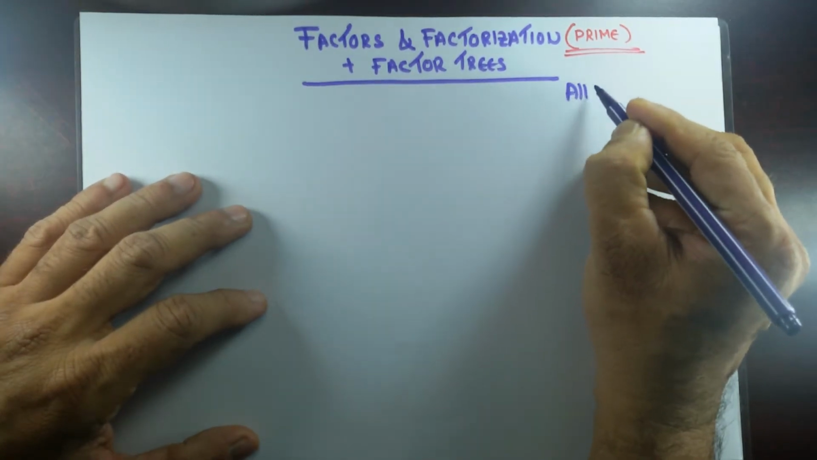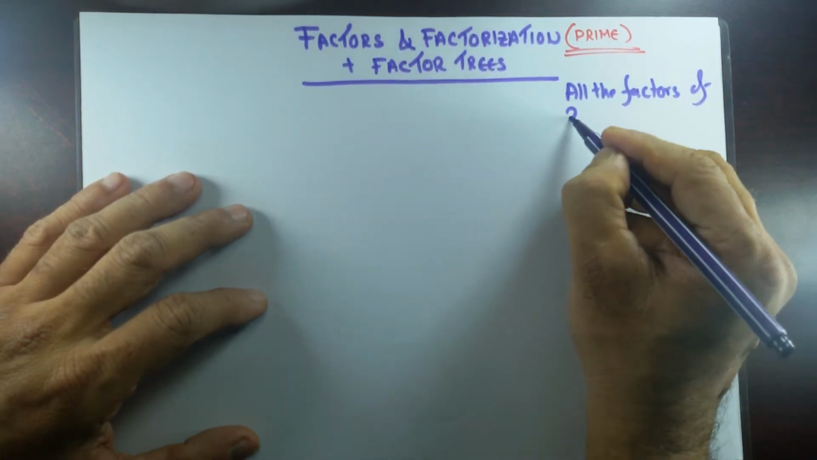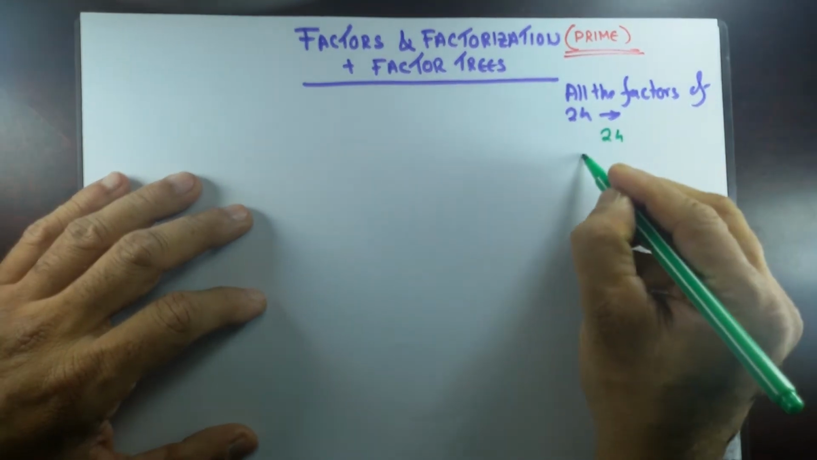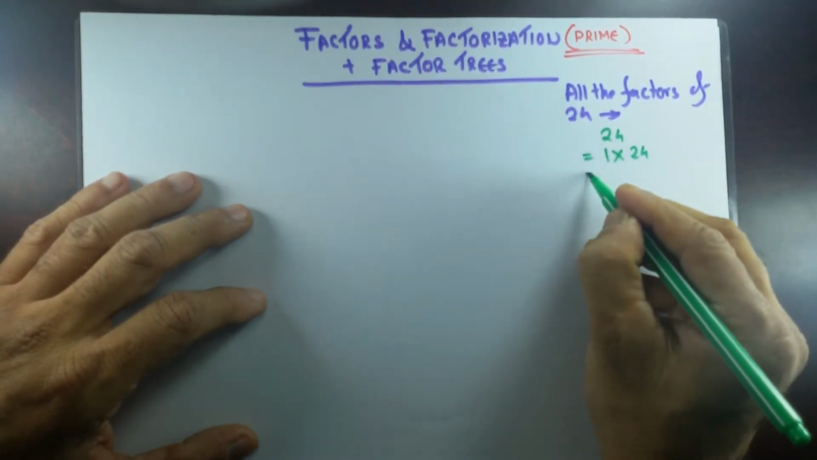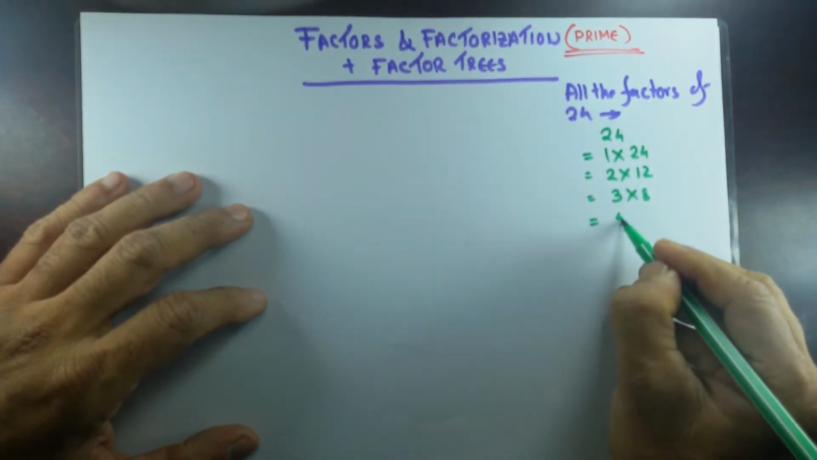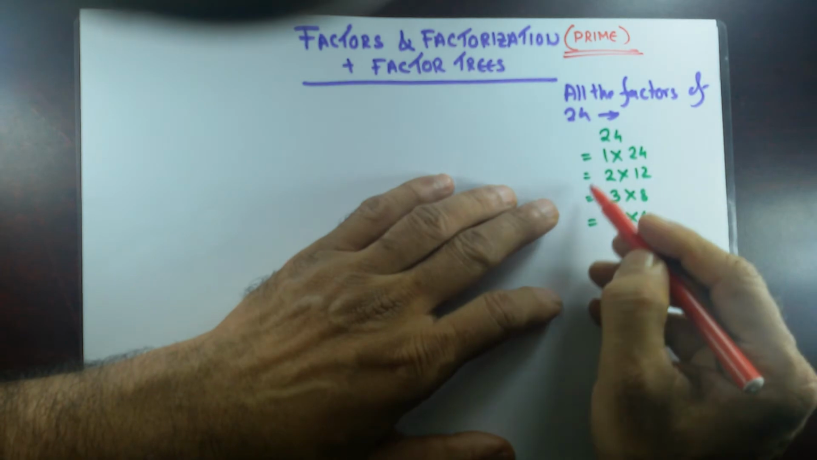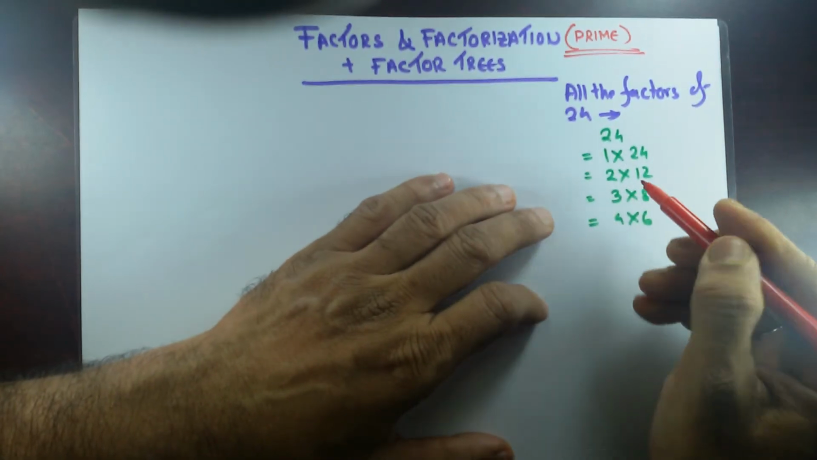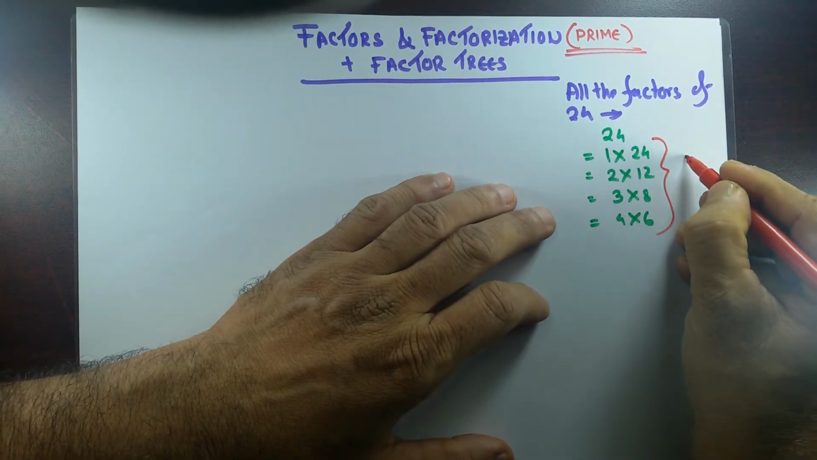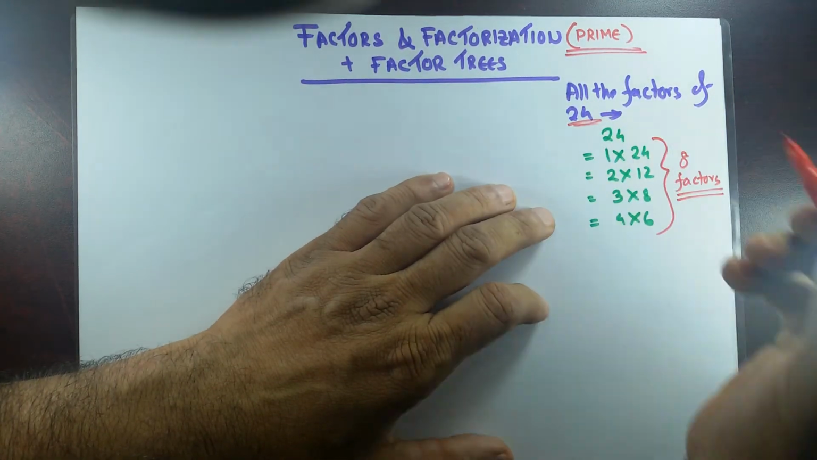Let me write it down. All the factors of 24. And the way I have done that: 24, I could do 1 times 24, then 2 times 12, 3 times 8, and 4 times 6. Sometimes some things are worth repeating twice. In this case, I showed that in the last video. 24 has 1, 2, 3, 4, 5, 6, 7, 8 factors. These are all the factors there are for 24.